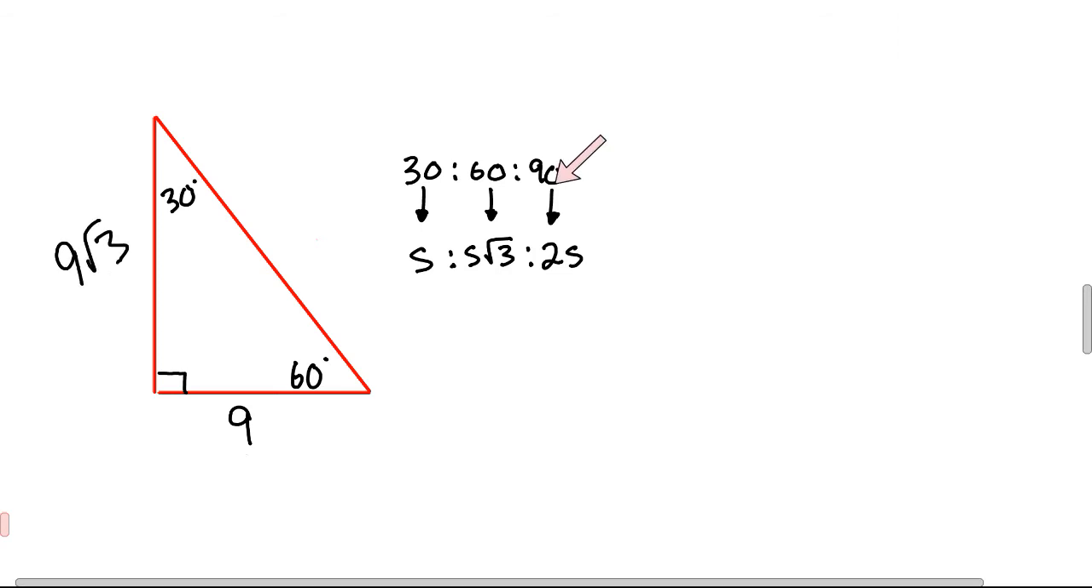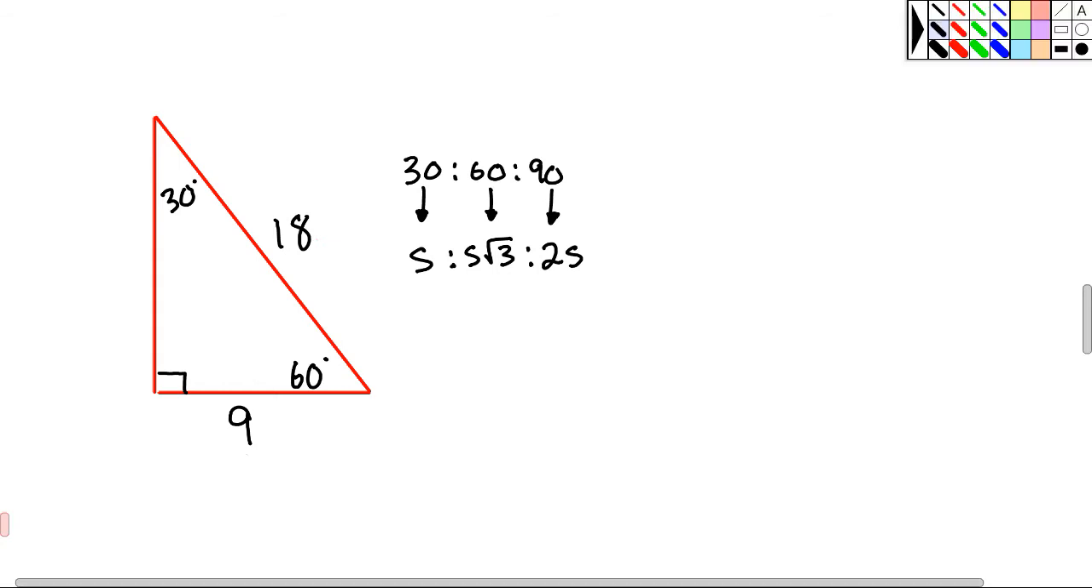And the side across from the 90 is going to be 2 times that S value. Well, I know S is 9. So 2 times 9, or double that side, is going to be 18. Alright, and let's look at one more. Be a little more tricky. What if they gave us a side across from the 60 was, say, let's go with 7.